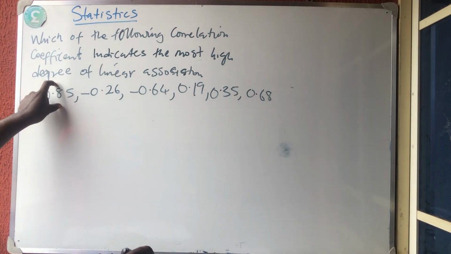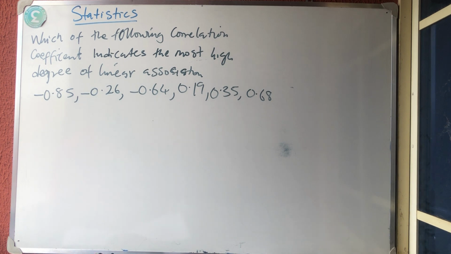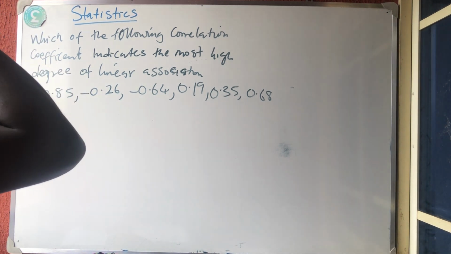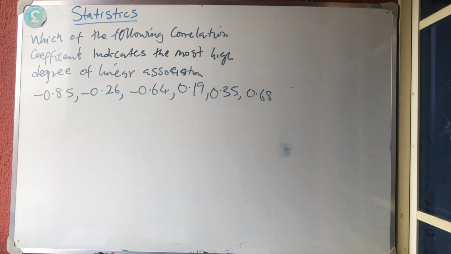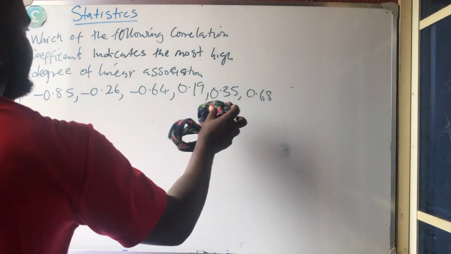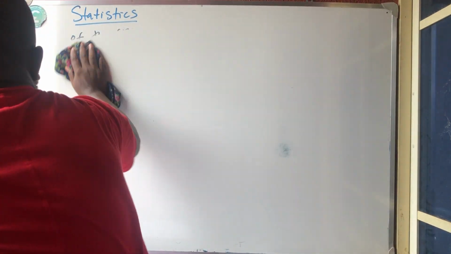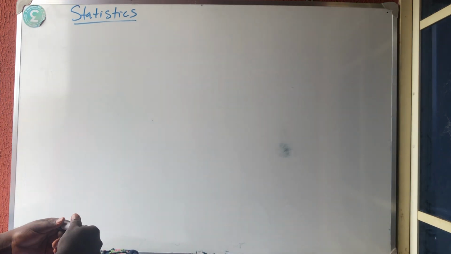Okay? So the answer there is what? Minus 0.85. And that is high what? Negative linear association. High negative linear association. Okay? So be writing these questions down, please.